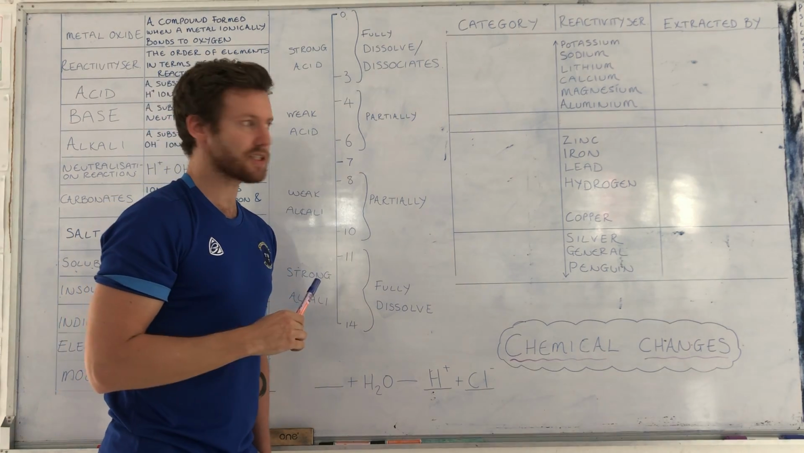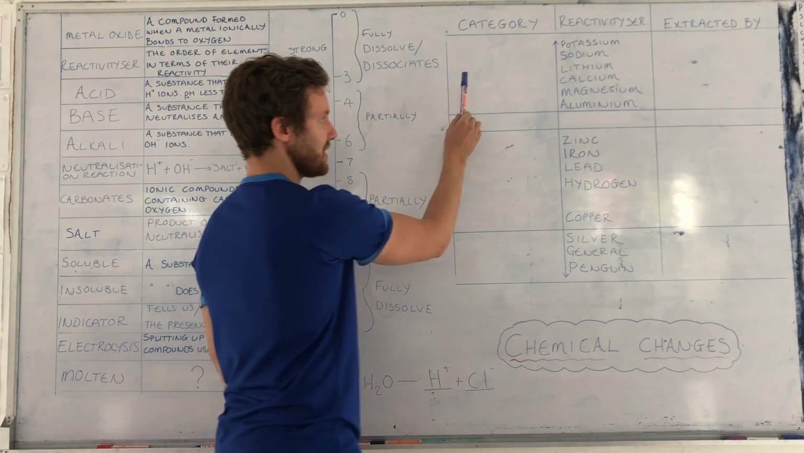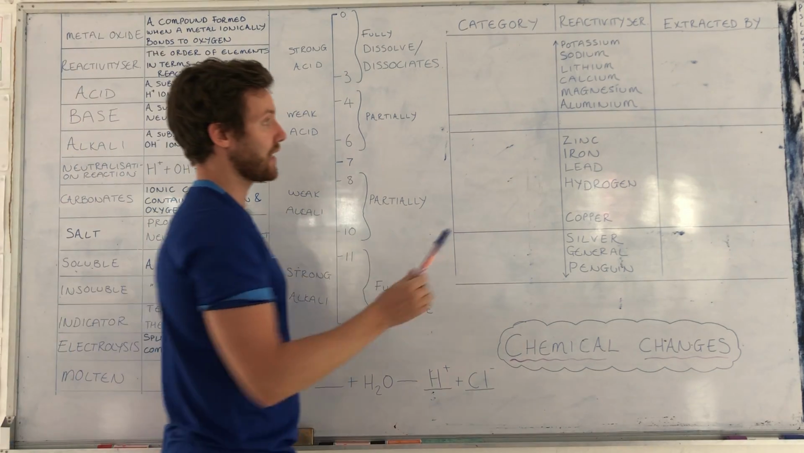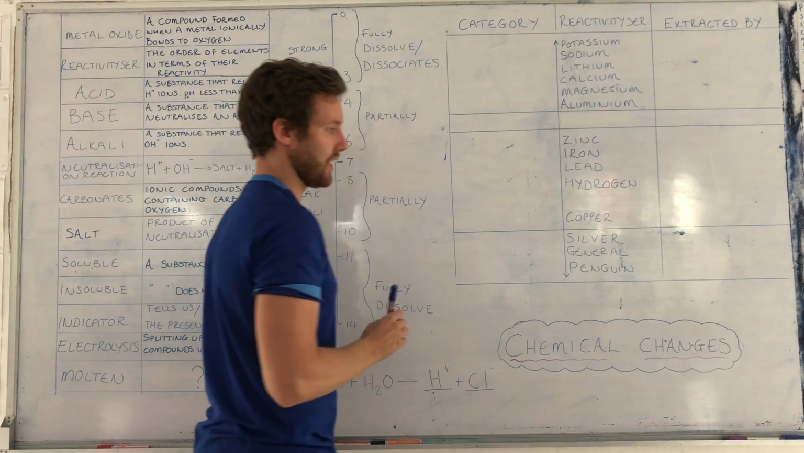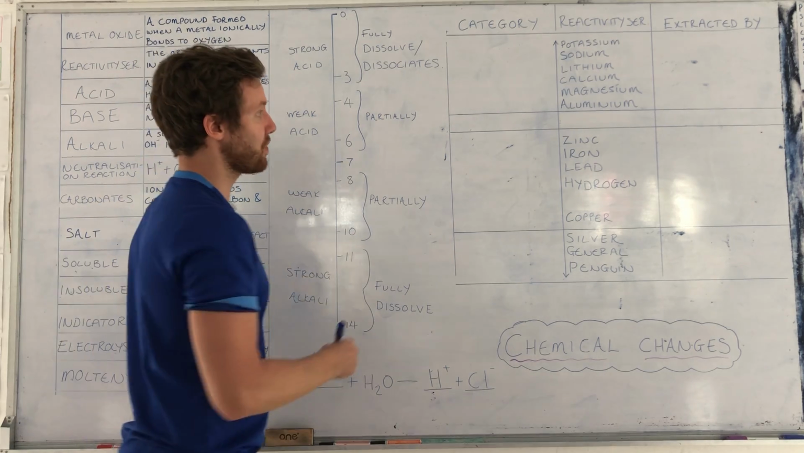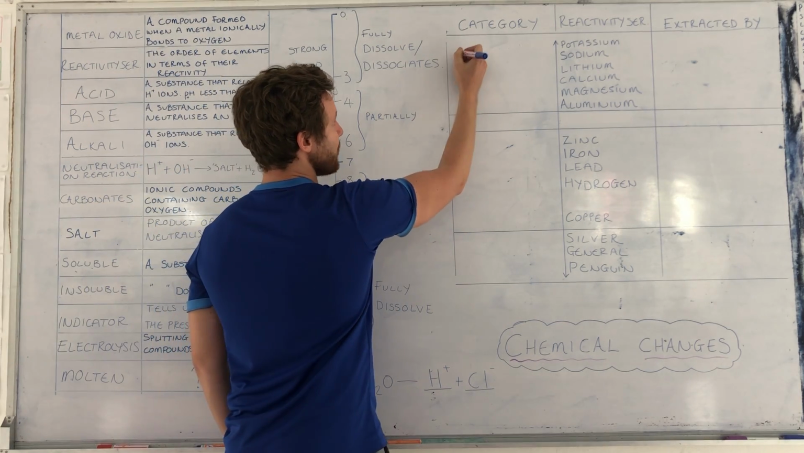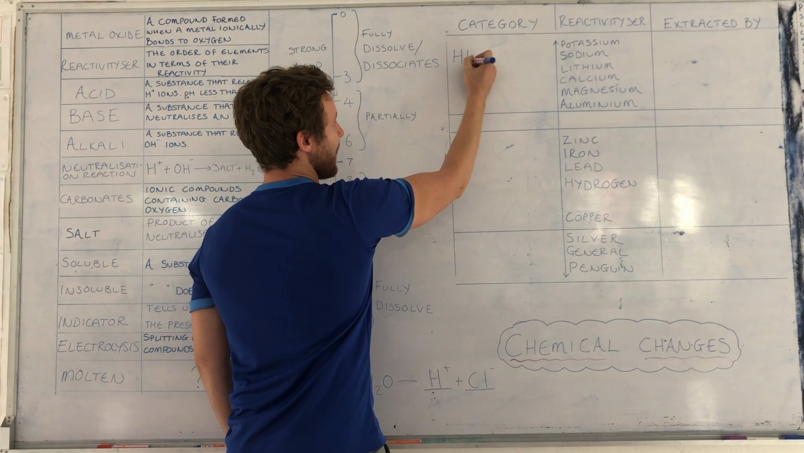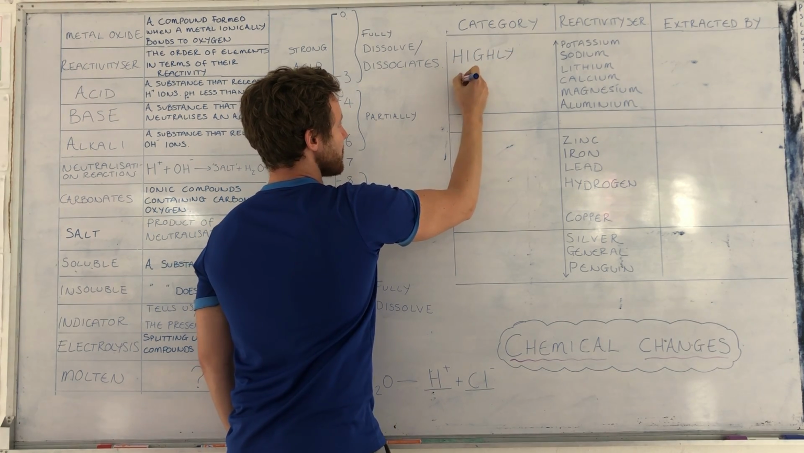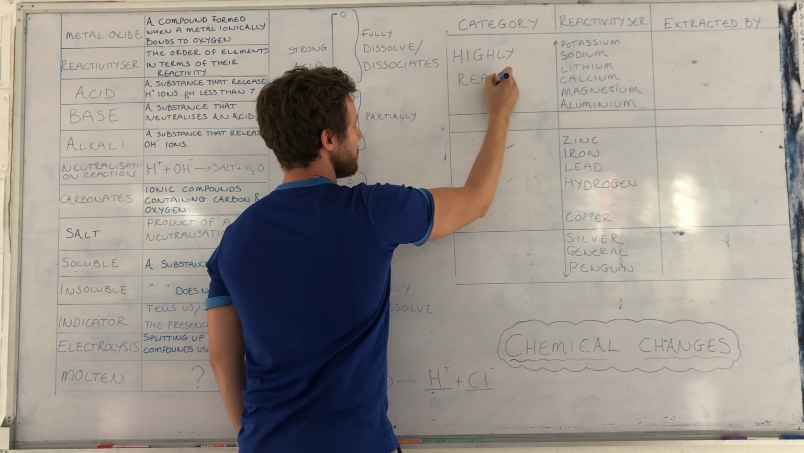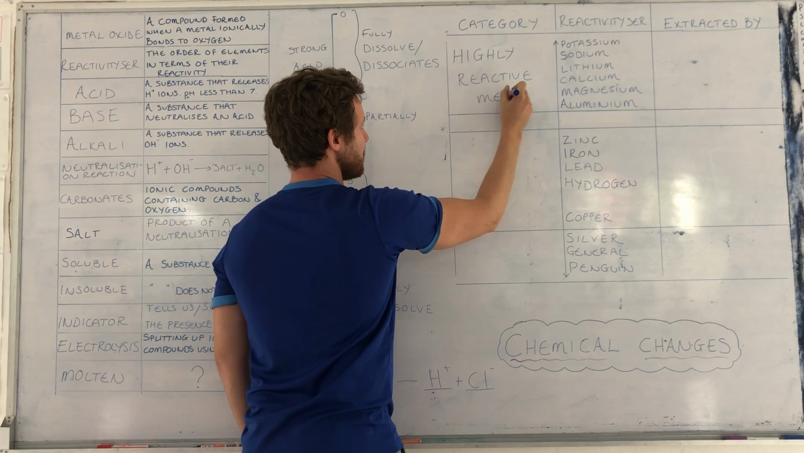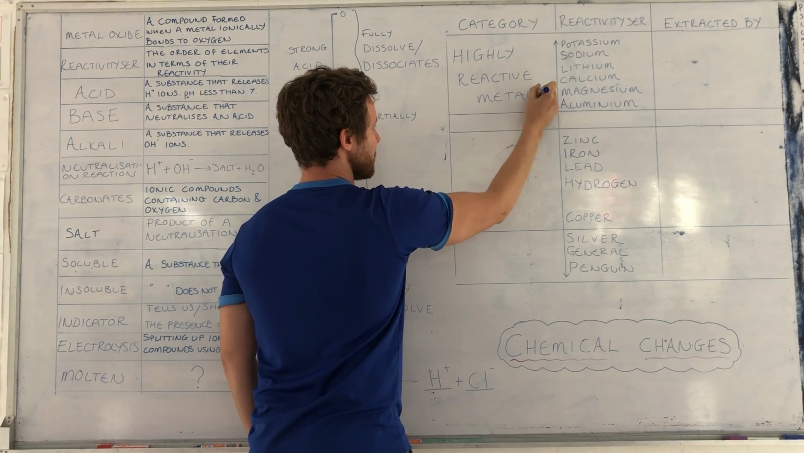Okay, we can categorize these now. We can split it into 3 different categories, and then we can identify how we actually extract these. So you've probably realized you've done this experiment in class. Our first category, we state that they are highly reactive metals. I hope that's big enough for you so you can see it at home, that's fine.